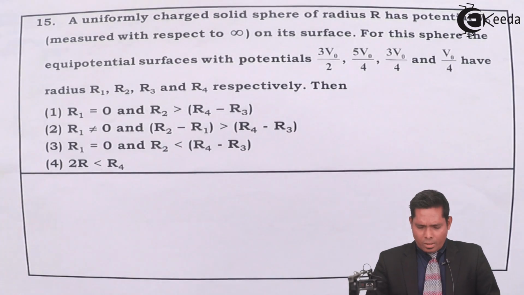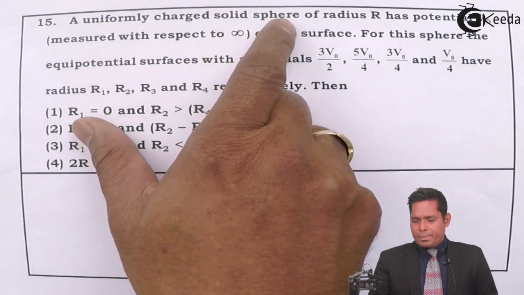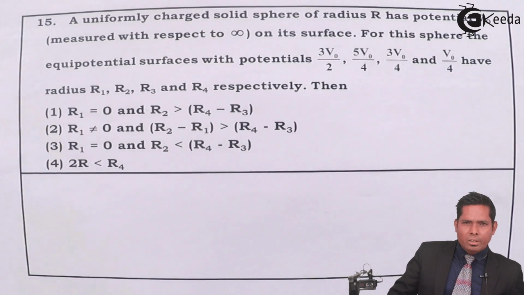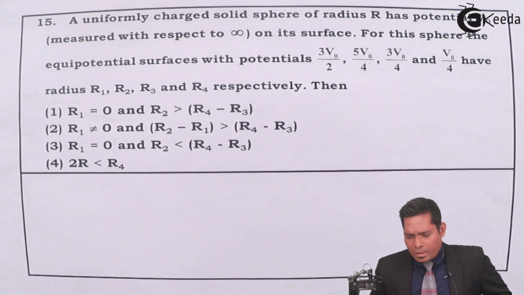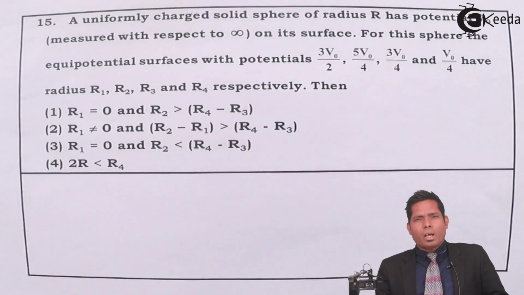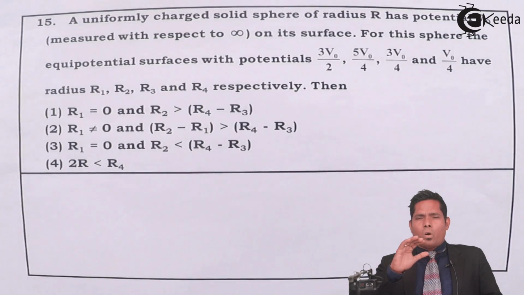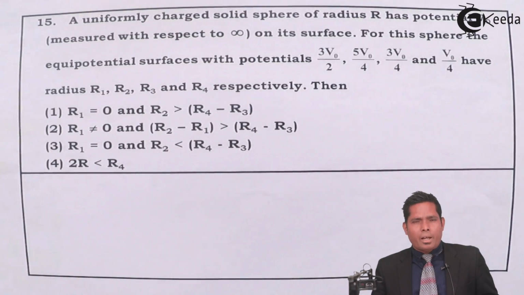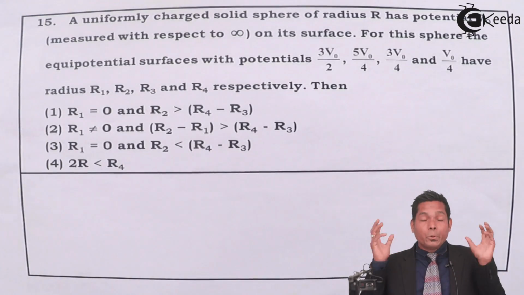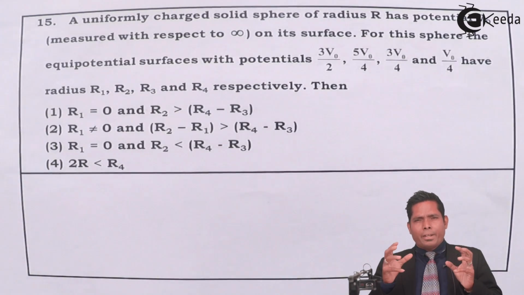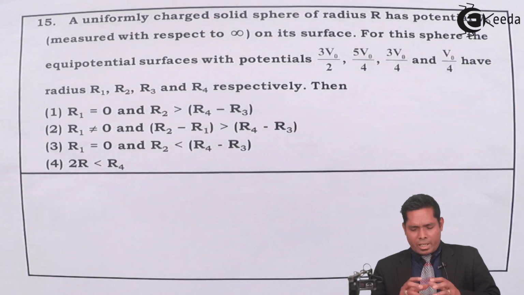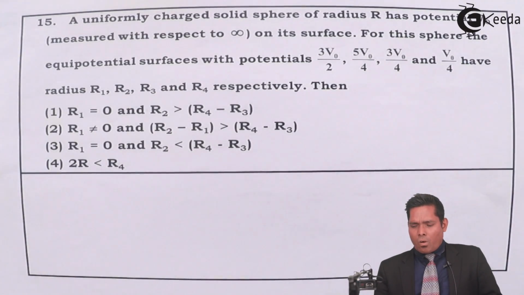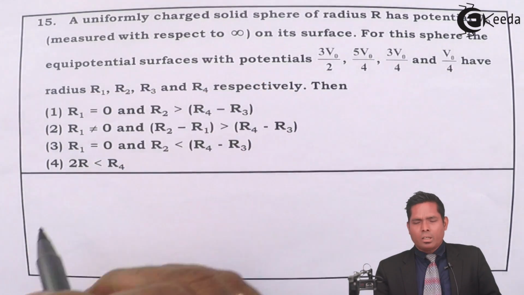This is the question. It says that a uniformly charged solid sphere. Uniformly charged means this is a non-conducting solid sphere. In case of a non-conducting solid sphere, the charges will not only reside over the surface, they will reside inside it. So you'll find charges inside it, and the charges are given in the question as uniformly distributed, whose radius is R and has a potential of V naught measured with respect to infinity.